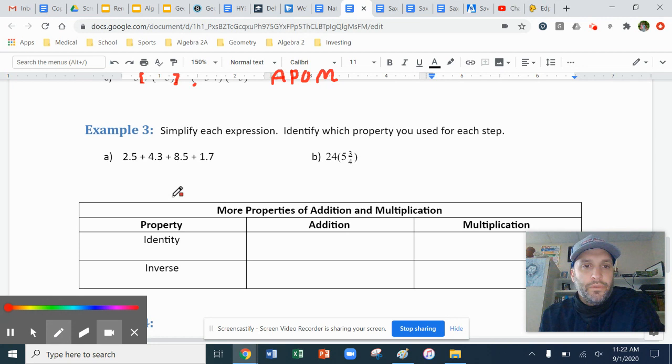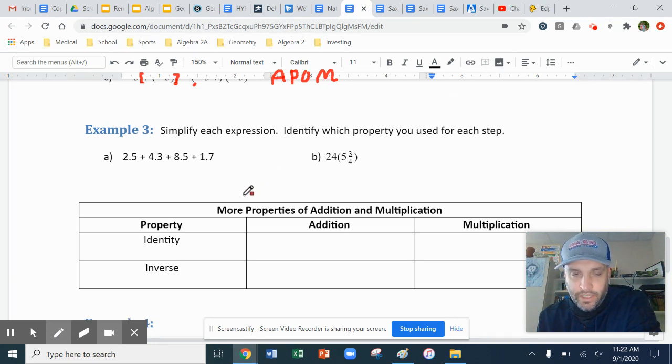Checking out problem 3, we're going to simplify each expression and then identify which property we used. So our first one, we just want to add up some decimal values. So maybe we went to the store and we bought some items for these prices. It might be kind of hard to add up in this order. So if I move the 8.5 over, so the 8.5 and the 2.5 would be next to each other, 0.5 and 0.5 would be pretty easy to add up, and then 0.3 and 0.7 are also compatible numbers, which will add up to the nearest dollar.